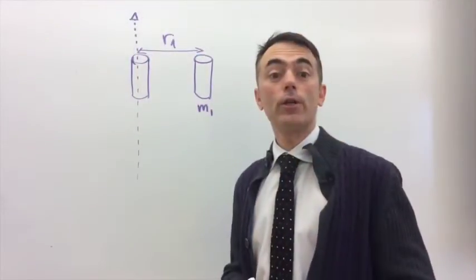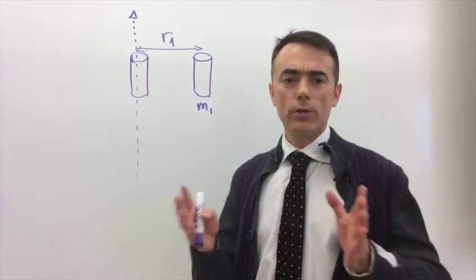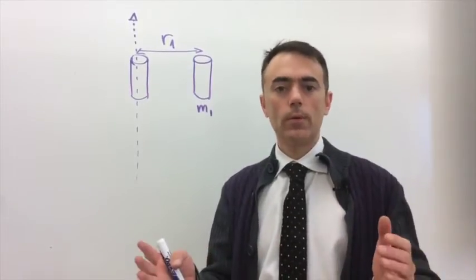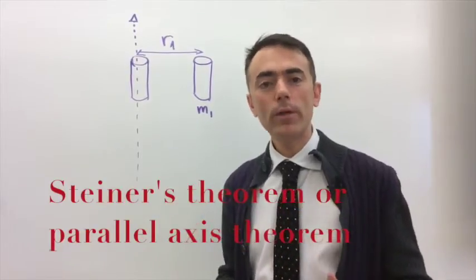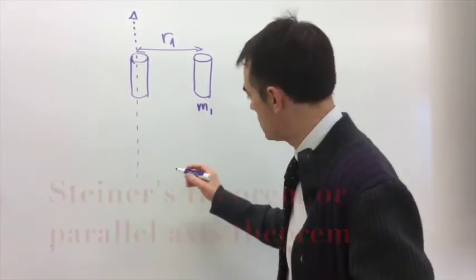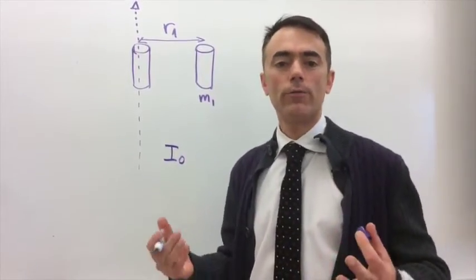Let's relate the moment of inertia with the acceleration of the falling mass. We don't know the moment of inertia of the cylinder plus rods system, but we can use Steiner's theorem to write it in terms of the moment of inertia of the cylinder, which we may call I naught, and the moment of inertia of the rods.